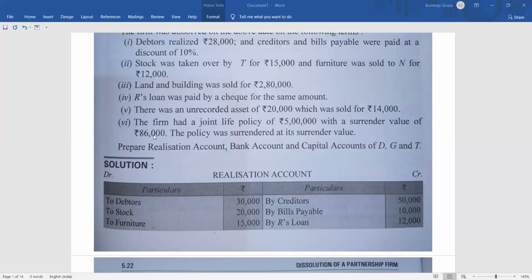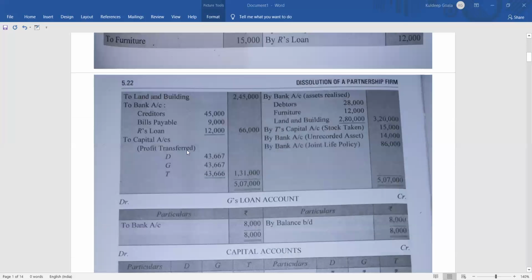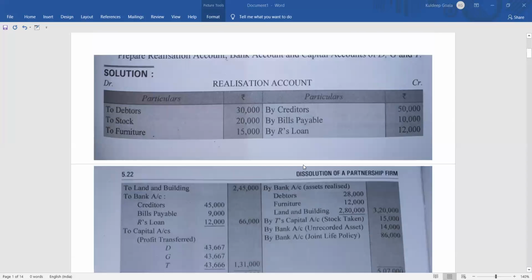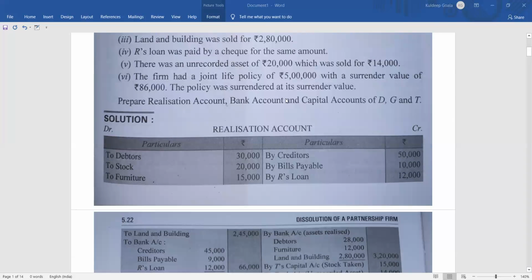So what will be the journal entry? The journal entry will be like this. How much will they get? 86,000. So it will be bank account debit to realization account 86,000. You can see that by bank account, realization credit side it is 86,000. Okay, clear? I hope all of you have understood up to here.